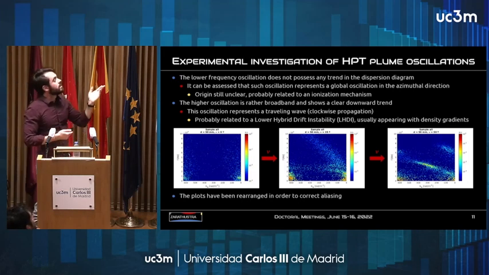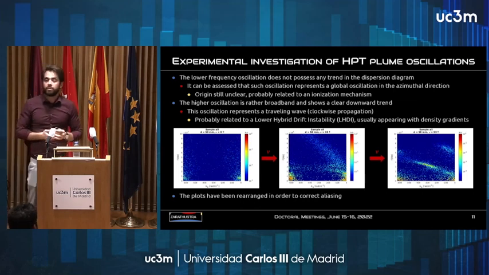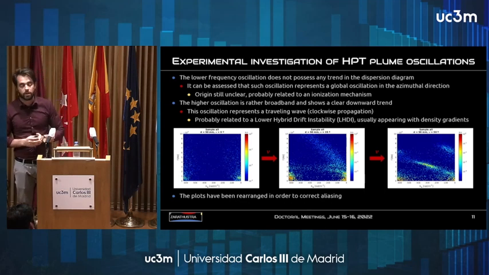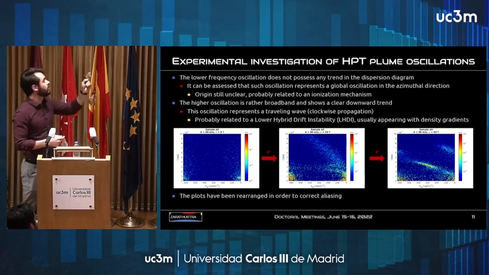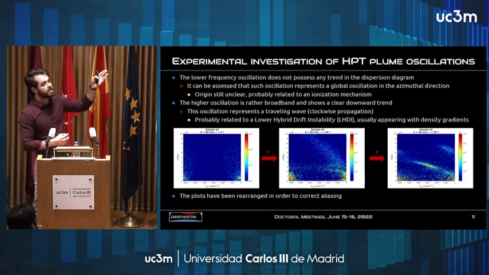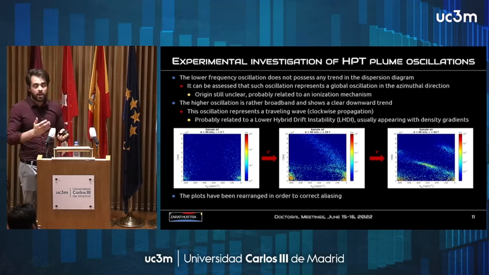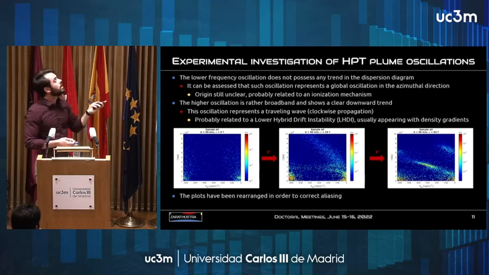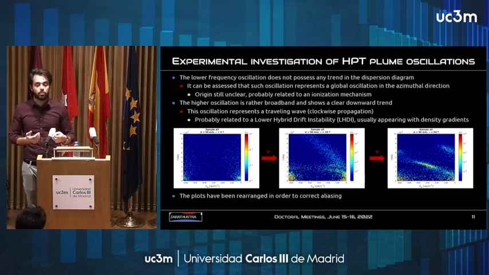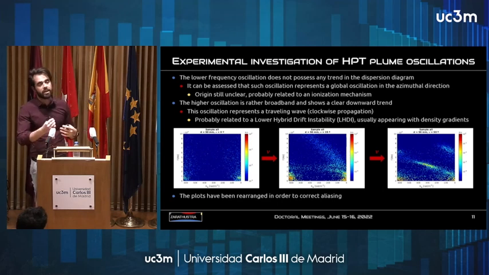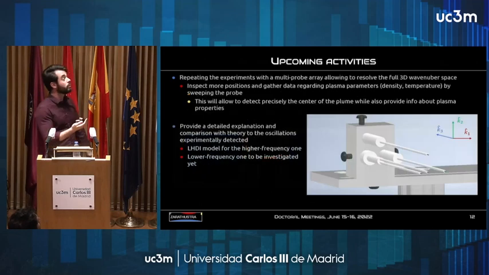So the first one is a lower frequency oscillation. We assume it to be linked to an ionization process, but we still have to make a thorough literature review on this. We think there is no correlation in this plot, so it means that it's not traveling, at least in the azimuthal direction. It could be traveling in other directions, but not in the azimuthal one. The other one, the higher frequency one, we assume to be linked to an instability called lower hybrid drift instability, that usually takes place when you have pressure gradients or density gradients, that in our case with magnetic nozzles, is pointing towards the center of the plume.